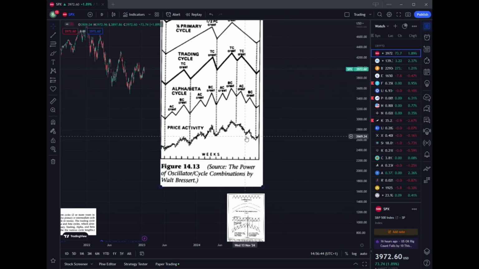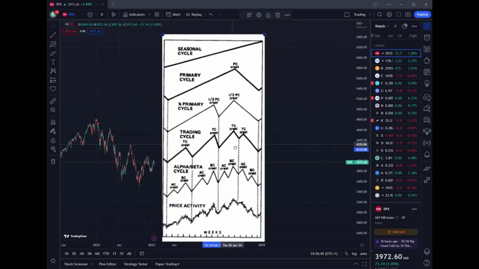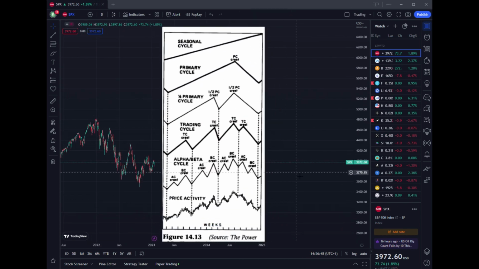So there's multiple cycles actually. The longest one is the seasonal cycle, which most of the time happens within a year because it's seasonal. Let's say soybeans get harvested, then from that point on, prices will rise because of the demand.